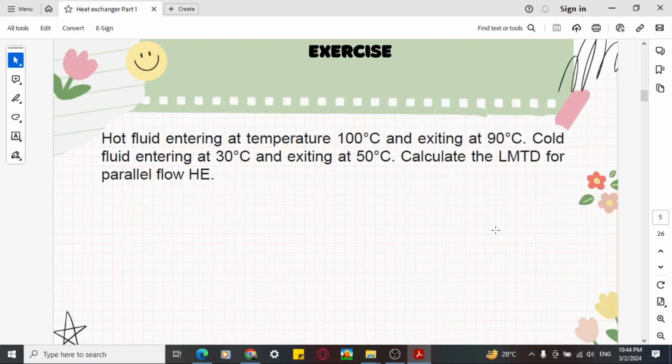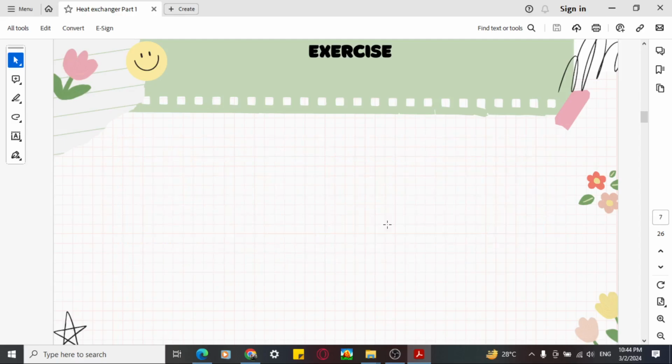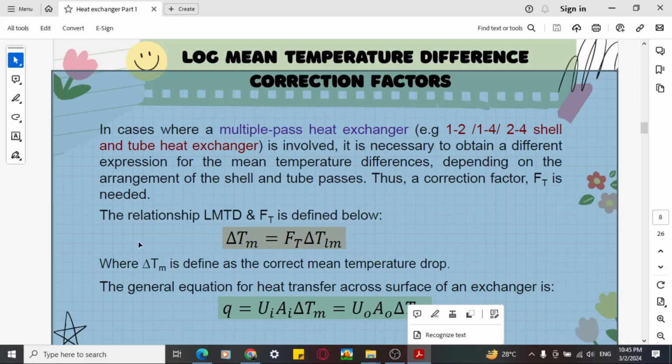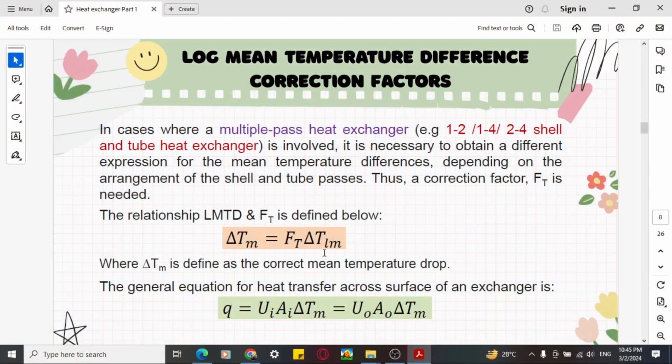Okay, never mind. For the questions, they say 2 shell passes, 4 tube passes. So they already say 2 shell passes and 4 tube passes, which means they have multiple passes. So when they have multiple passes, we need to do this, the mean temperature drop, because they did say in the case where a multi-pass heat exchanger, one shell 2 tubes, one shell 4 tubes, 2 shell 4 tubes of shell and tube heat exchanger is involved, you need to find this TM, the mean temperature drop.